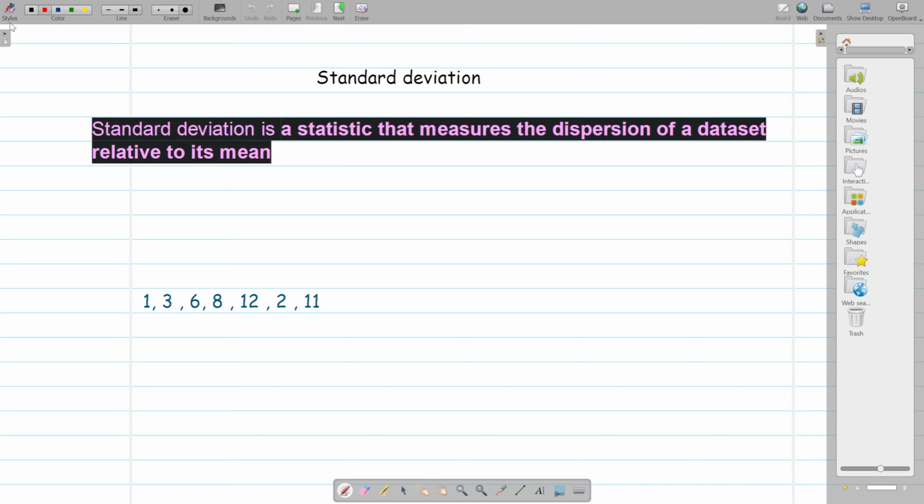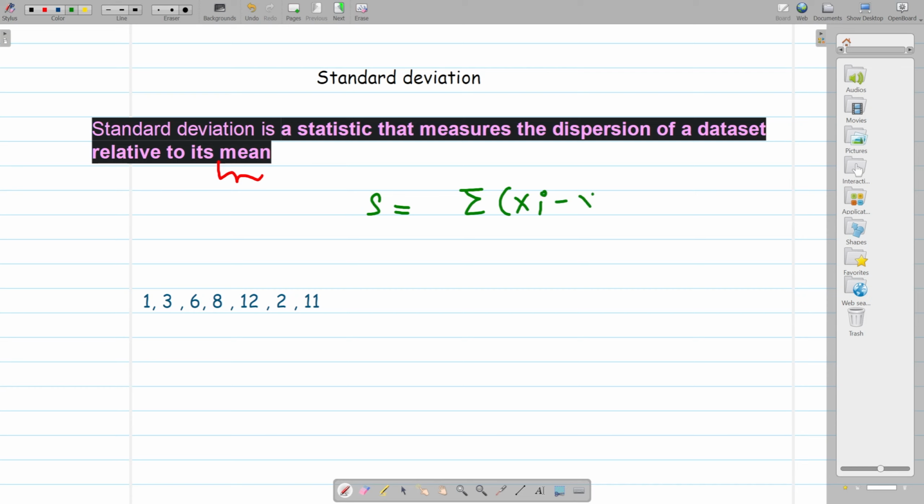Standard deviation is a statistic that measures the dispersion of a data set relative to its mean. That means the distance of each data point from the mean. According to the standard deviation definition, there must be the term mean in the equation of the standard deviation.